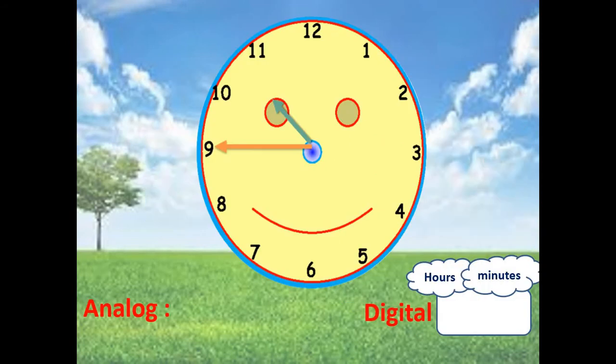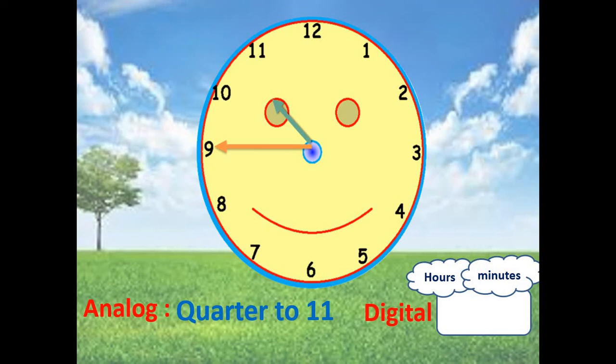Here, the long hand points at 9 and the short hand is between 10 and 11. So to write it in analog, it means that I need just a quarter hour to reach 11, but I still didn't reach 11. So it will be quarter to 11. I need just 15 minutes to reach 11.